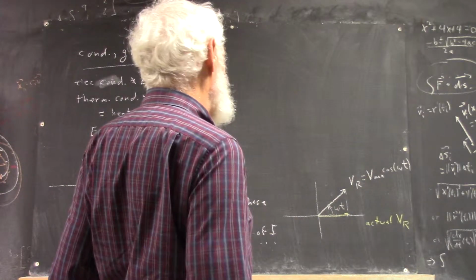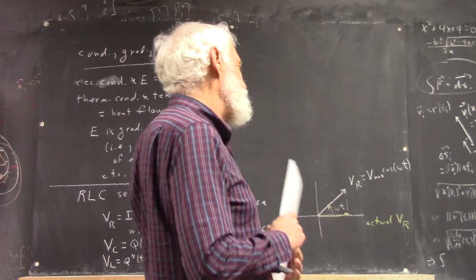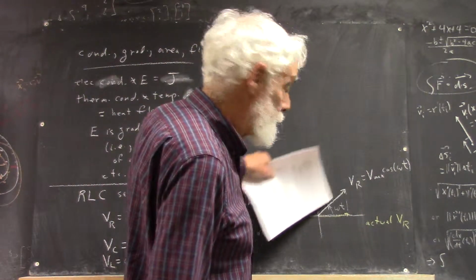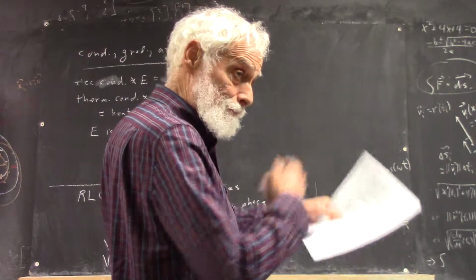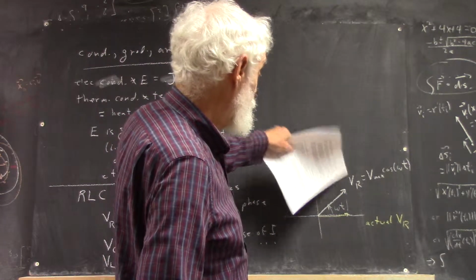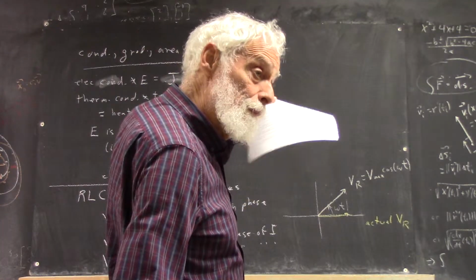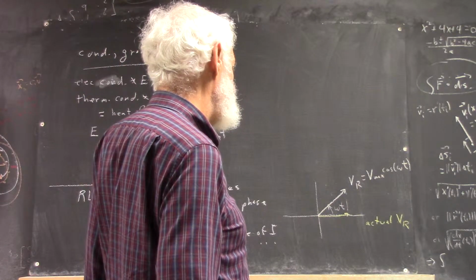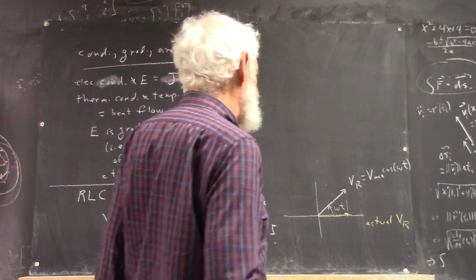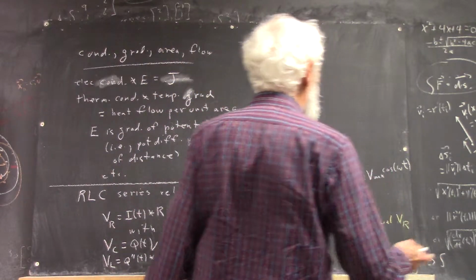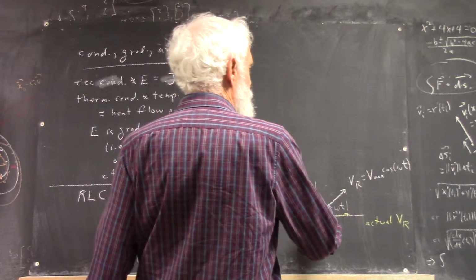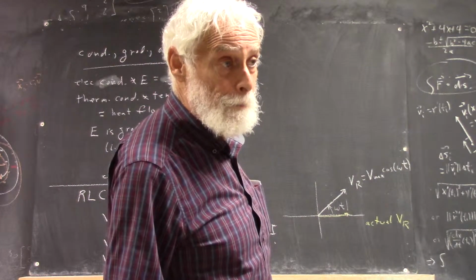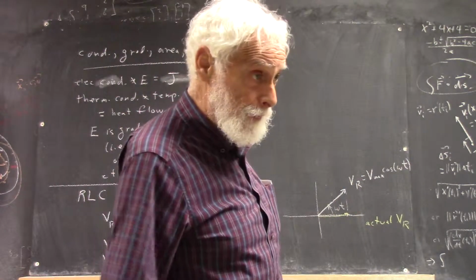So, when I say this is the actual VR, I really probably need to distinguish this from this, because this is a vector. It's got its initial point at the origin, rotating around here, right? It's not just the magnitude, because it's got a sign. The actual voltage can be positive or negative, as the current is alternating, right? Voltage goes from positive to negative to positive to negative.